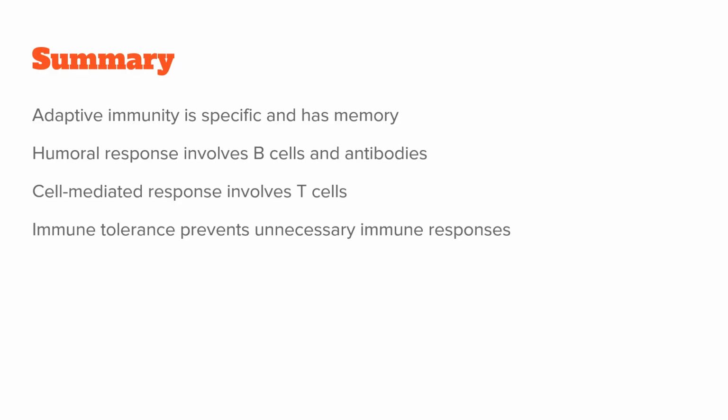Adaptive immunity is specific, slower to activate, but powerful and has memory. The humoral response relies on B cells and antibodies, while the cell-mediated response depends on T cells. Antigen presenting cells link innate and adaptive immunity by activating T cells. Finally, immune tolerance prevents inappropriate attacks, ensuring the system defends the body without harming it. Together, these features make adaptive immunity one of biology's most precise defense systems.